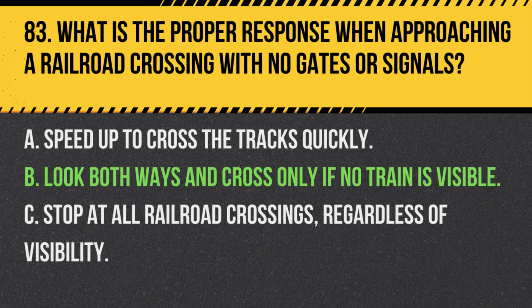Answer: B. Look both ways and cross only if no train is visible. Caution is crucial at unsignaled railroad crossings.